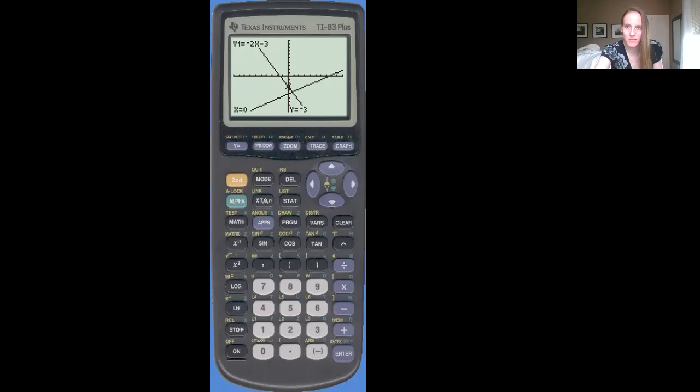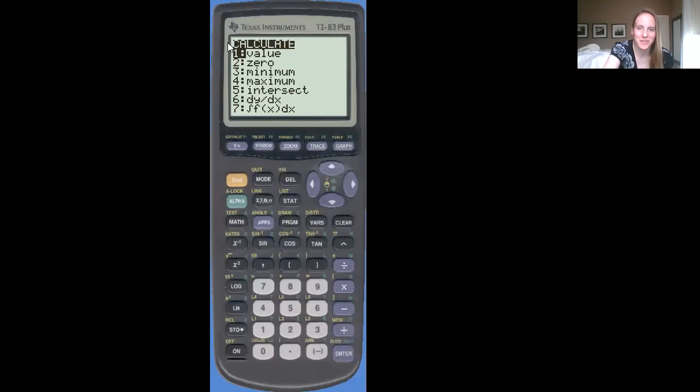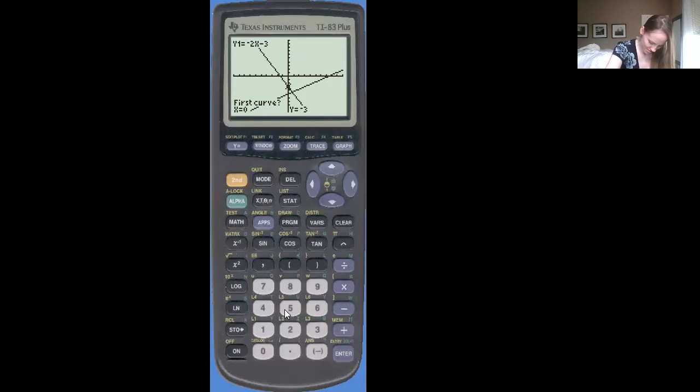one sec, let me figure this out. Okay, sorry, it's not trace, it is second trace. There we go, so it's the calculate menu that we want. And then we're going to go down to intersect, so we just hit 5 to get intersect. And then we just hit enter 3 times. 1, 2, 3, intersection. There we go. So the solution to this would be 0.75 and 4.5.